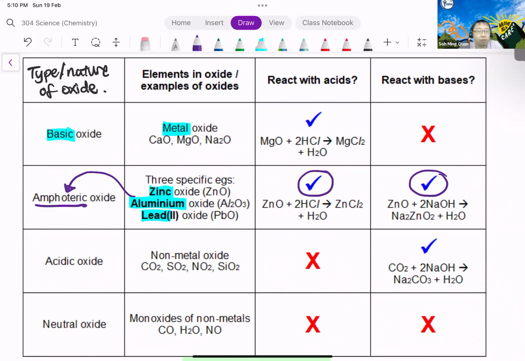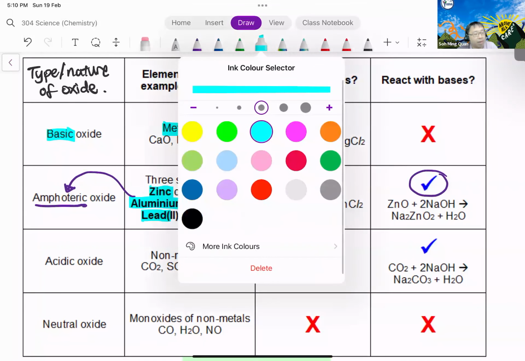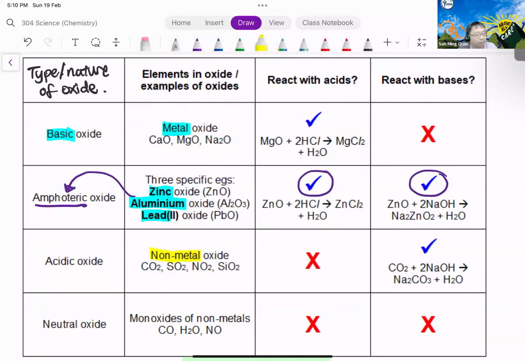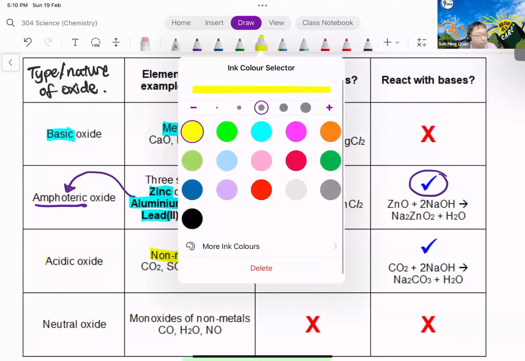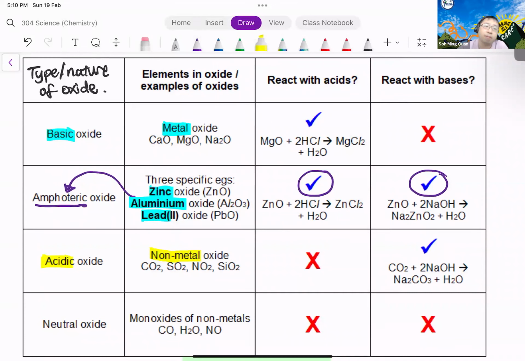Now we move on to the non-metals. The non-metals form acidic oxides. So it's the opposite, okay? They form acidic oxides. How do you remember this?